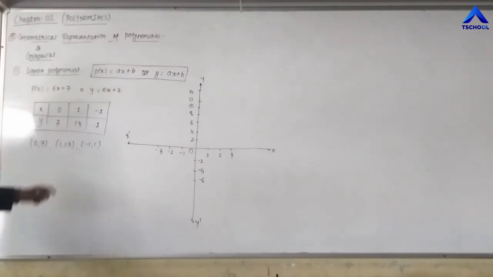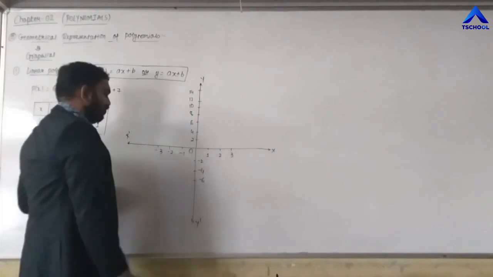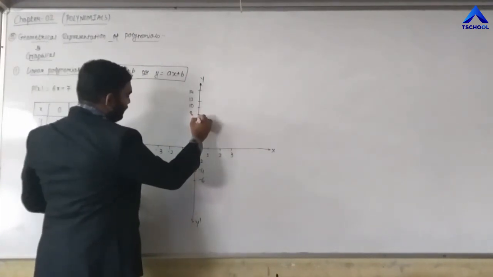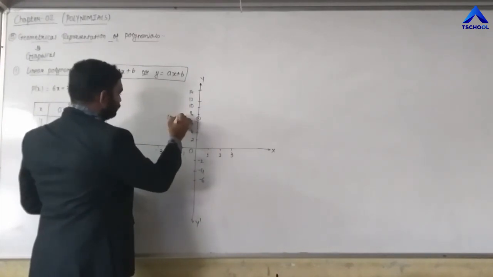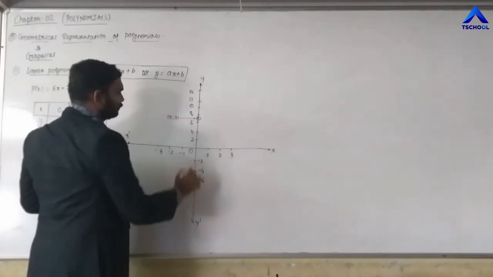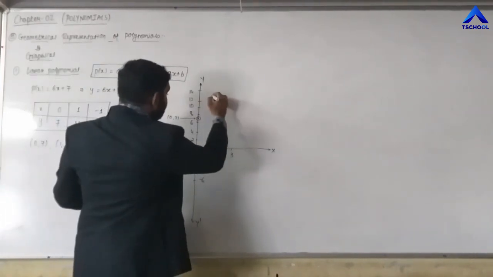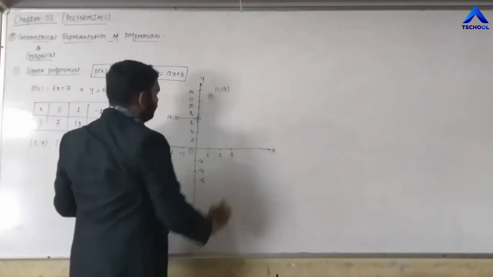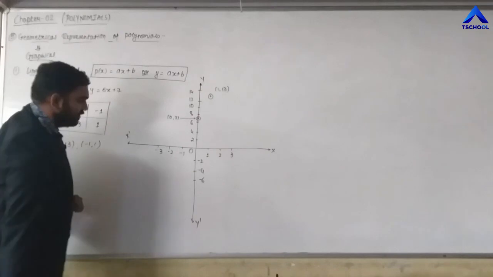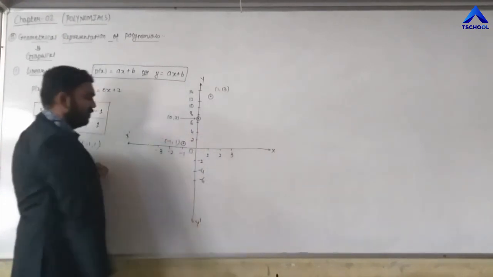So let us see the graph of this. First of all, the first one is 0, 7. Right? So on 0 you are having a 7 here. So that is this point 0, 7. Then we are having 1, 13. So that will be somewhere here, 1, 13. And the other one is minus 1, 1. So it is minus 1 and 1. So that is over here, minus 1, 1.